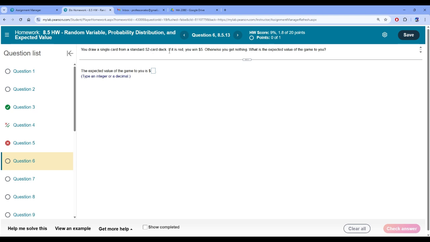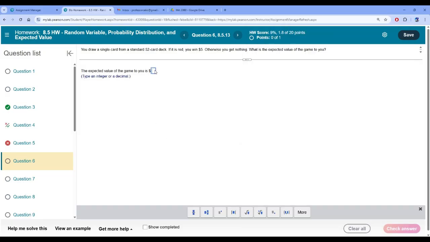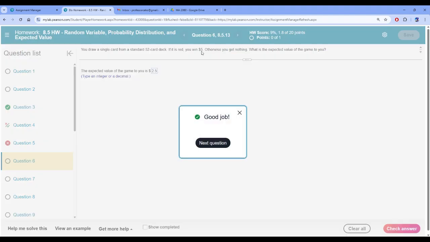A 52 card deck. If you win, it's $5. Otherwise, you get nothing. What's the expected value? So that's 2.5 because it's a half times 5, a half times 0. Add them together. Done.